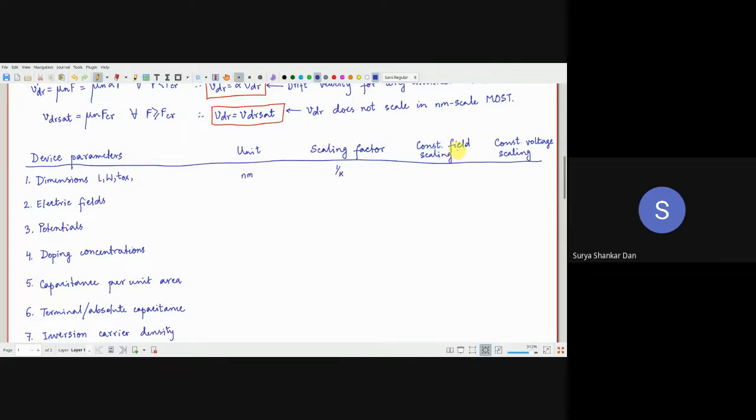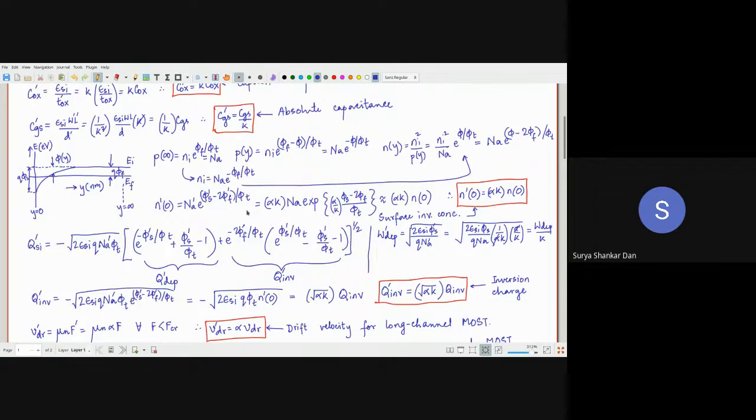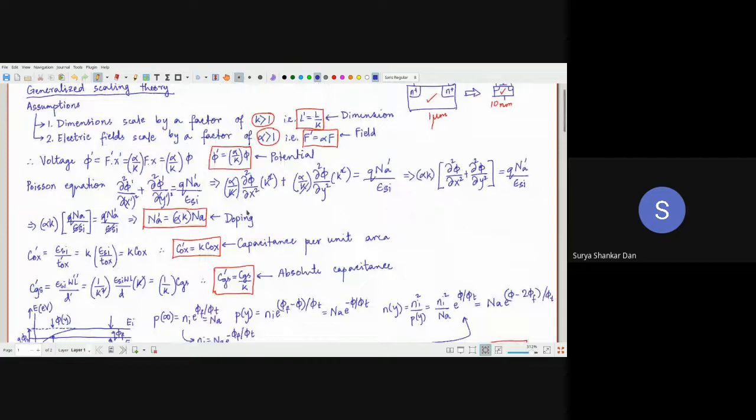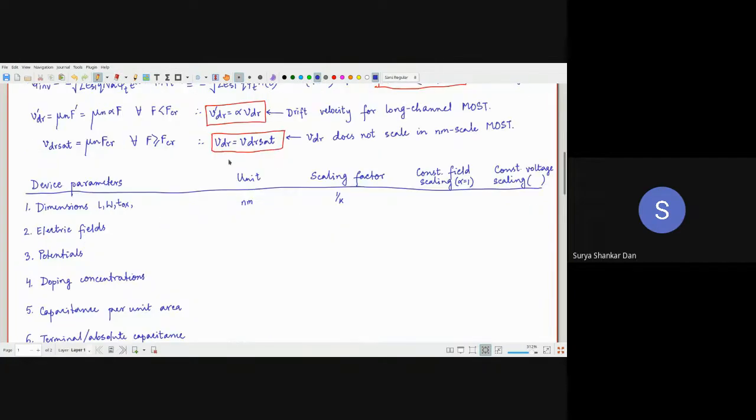This alpha will be equal to 1. Whereas when we are speaking about constant voltage scaling, that is another approach. Then the potentials should remain invariant when we are scaling the device. So if the potential remains unchanged, that means phi dash should be equal to phi. So alpha by k equal to 1. So alpha equal to k.